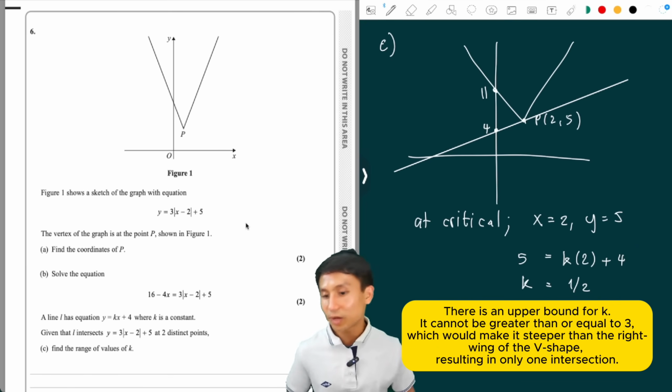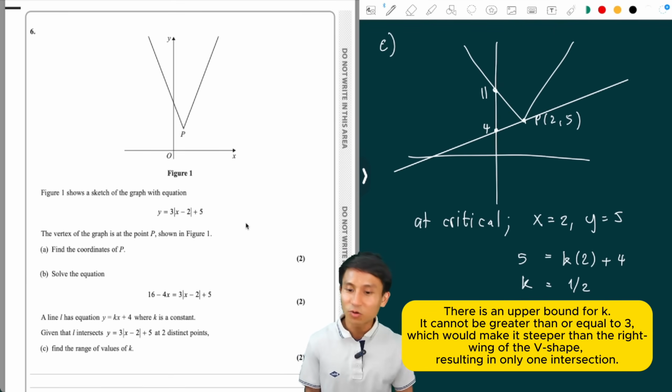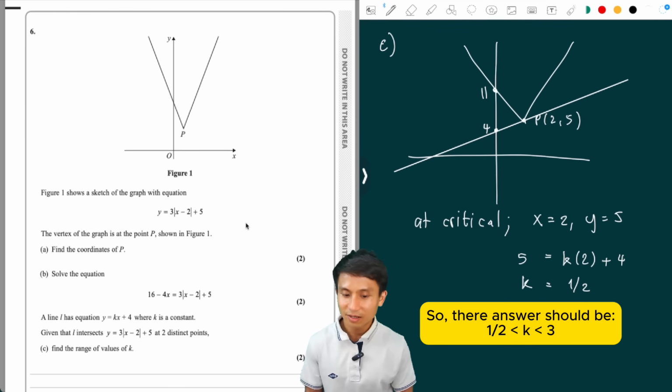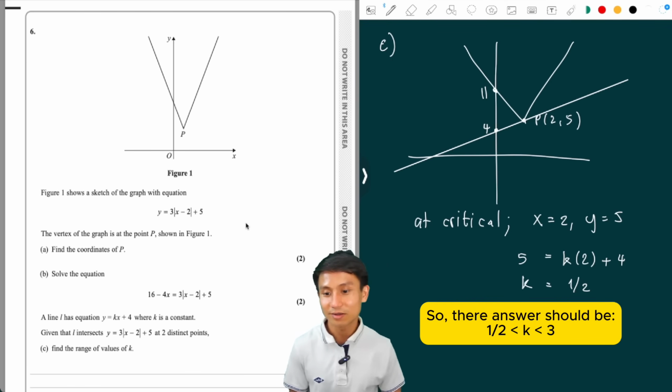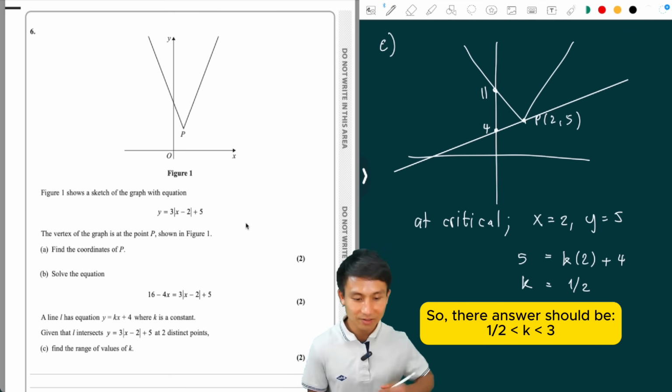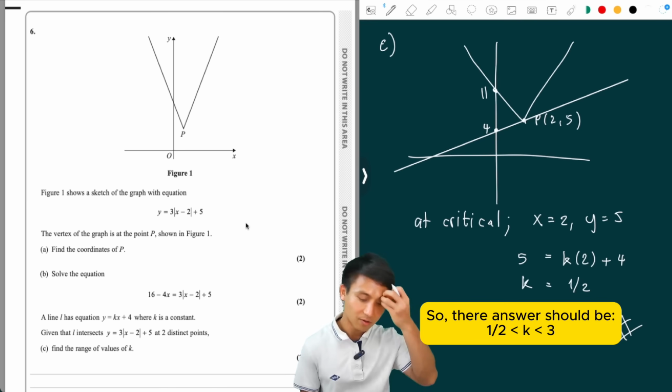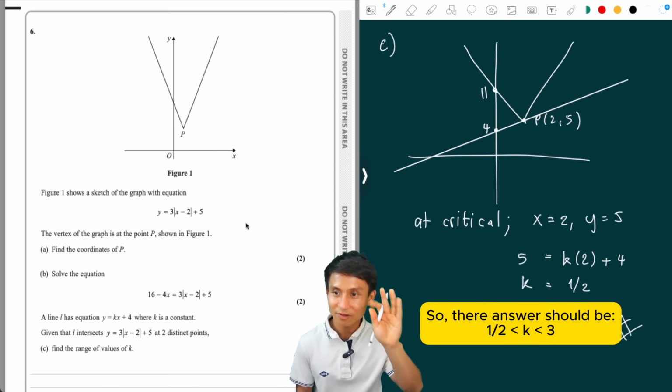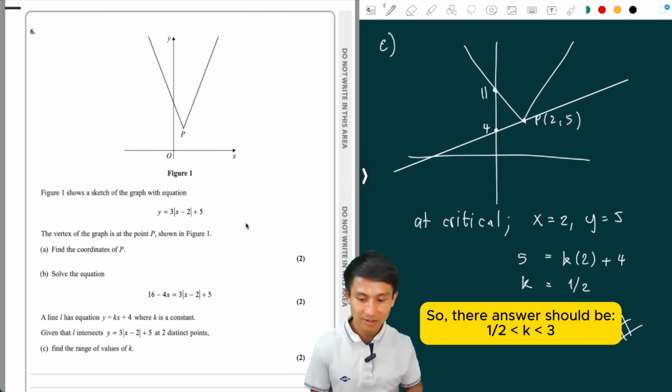Don't be intrigued when it says values. If you only read values there, you might think, do I need to get another bound? But there are infinite values that k can take when we say k greater than 1/2. It can take 10, it can take 10 million, whatever. It still cuts 2 points, right? So that's the answer there. Not less than that, not equal, because when k is equal to 1/2, it only cuts once, not 2 points. That's done.